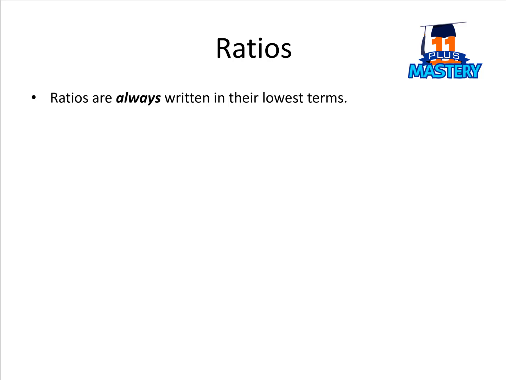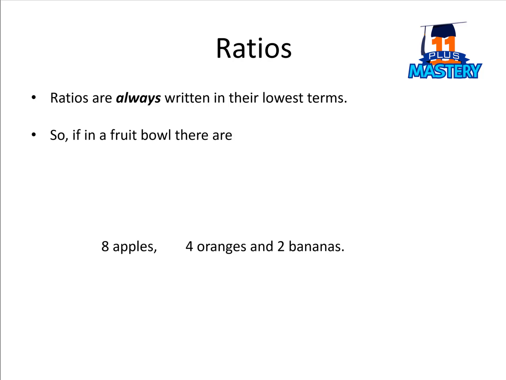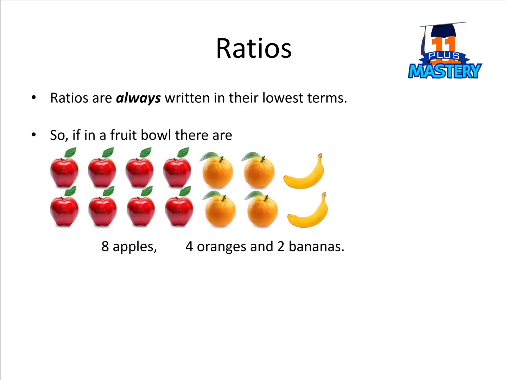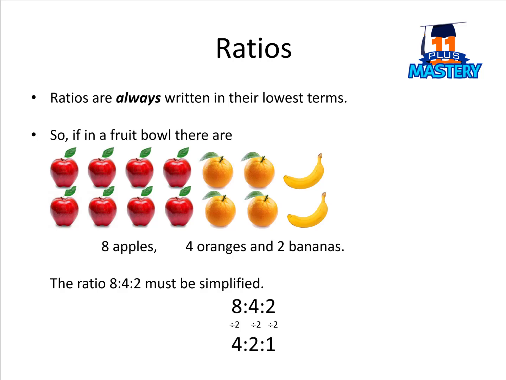Ratios are always written in their lowest terms. So, if in a fruit bowl there are 8 apples, 4 oranges and 2 bananas, the ratio 8 to 4 to 2 must be simplified. So we need to work out what number goes into 8 and 4 and 2, which is 2. Therefore, I divide each number in the ratio by 2. This gives the correct ratio of 4 is to 2 is to 1.